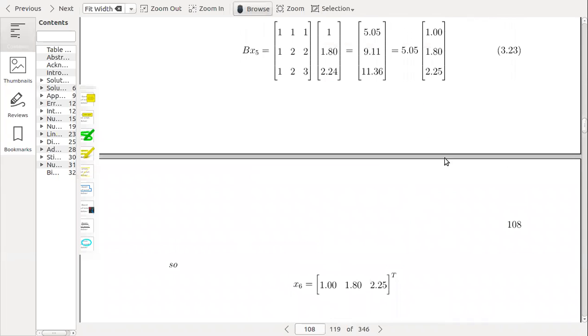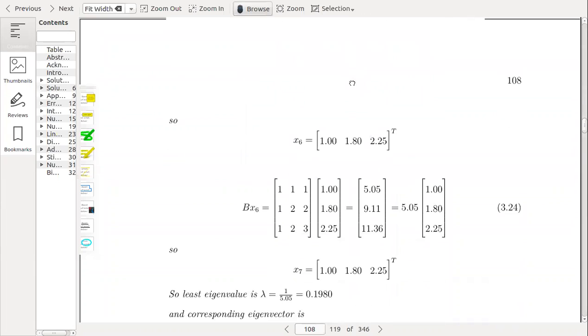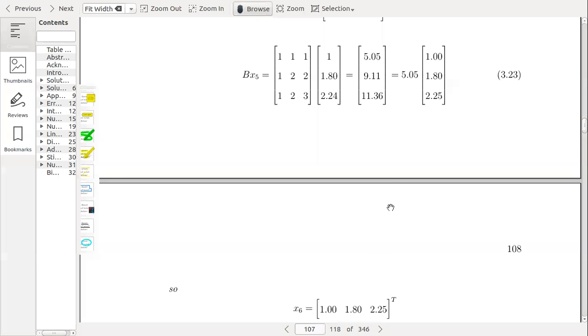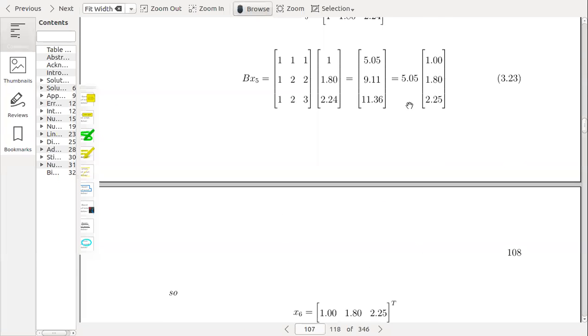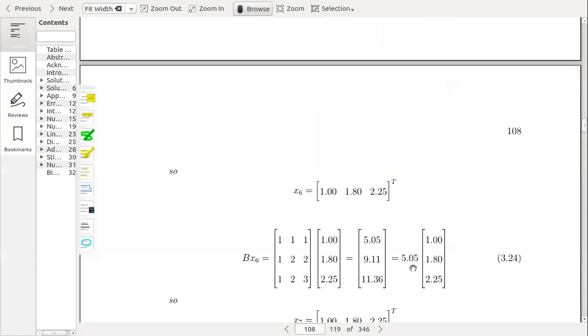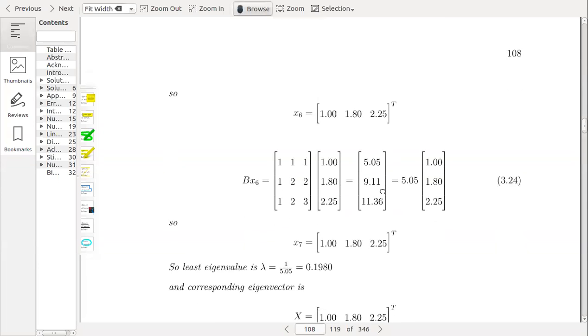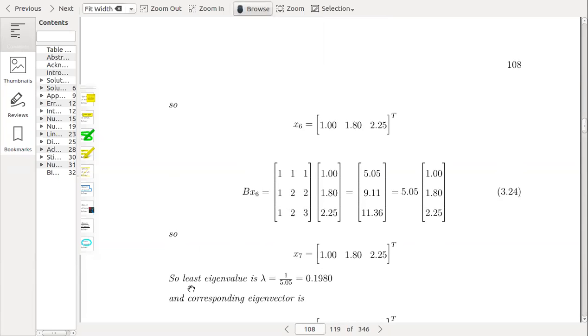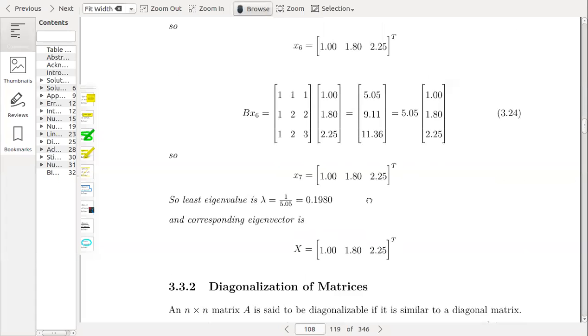So then we will multiply the matrix with this vector and we will get this one. So just observe that 5.05 is the same as 5.05. So we can declare this value 5.05. So the least eigenvalue is lambda equal to 1 over 5.05, which is 0.1980.